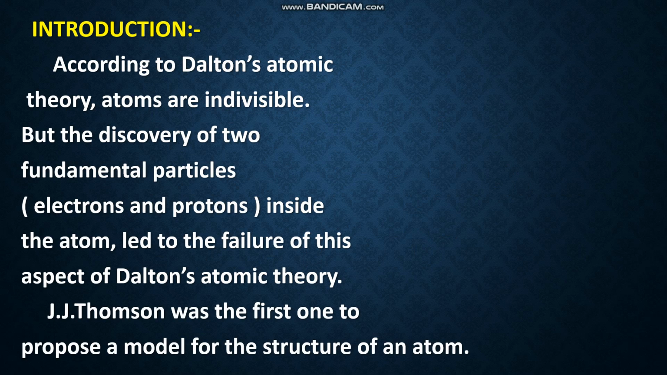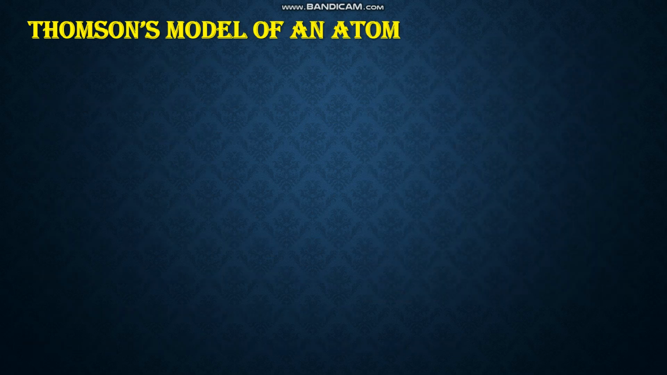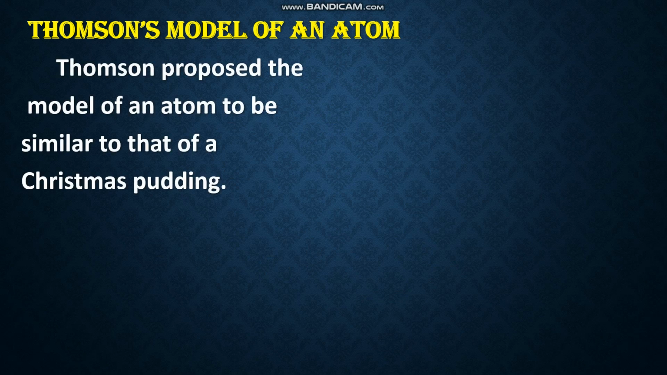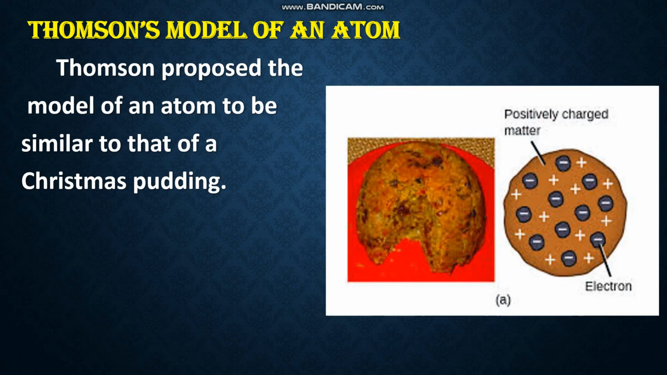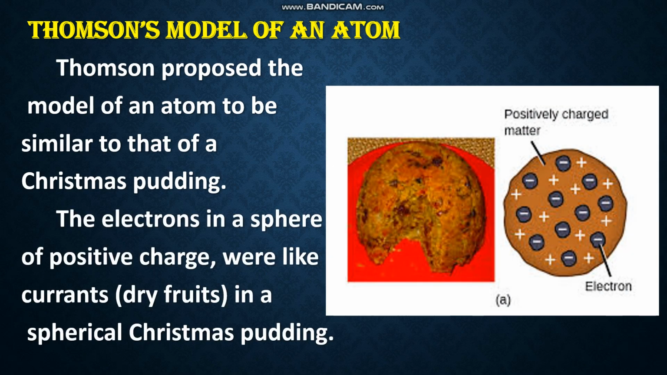J.J. Thomson was the first one to propose a model for the structure of an atom. Let us see Thomson's model of an atom. Thomson proposed the model of an atom to be similar to that of a Christmas pudding. The electrons in a sphere of positive charge were like currants, means dry fruits, in a spherical Christmas pudding. Here you can see these electrons are similar to the dry fruits. The pudding is similar to the positive sphere. That means electrons are embedded in a positive sphere.